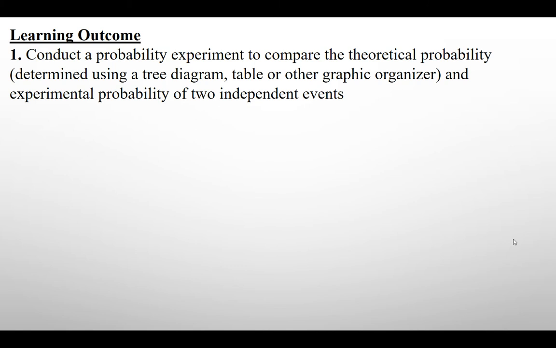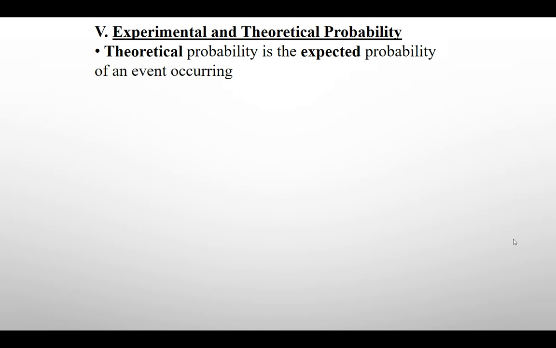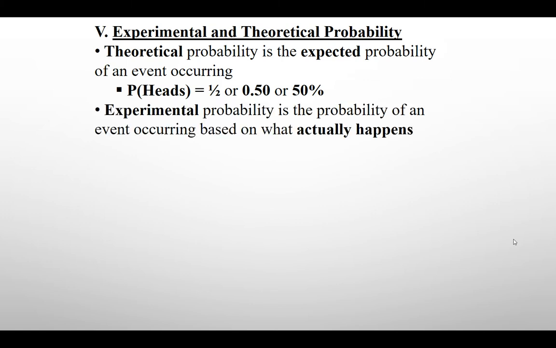What's different? What is experimental probability and what is theoretical probability? Theoretical probability is the expected probability of an event occurring. So this is mathematically what is actually supposed to happen. For example, the probability of flipping a coin and landing on heads should be 1 out of 2, or 0.50, or 50%. Theoretically, this is what's supposed to occur.